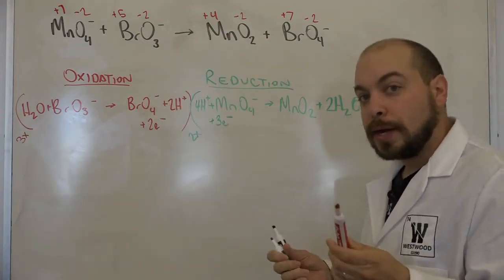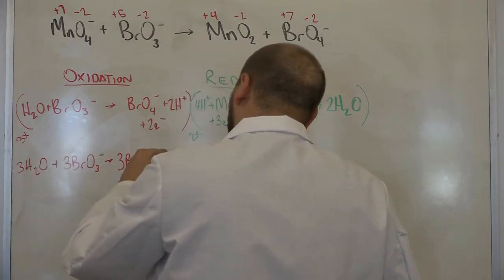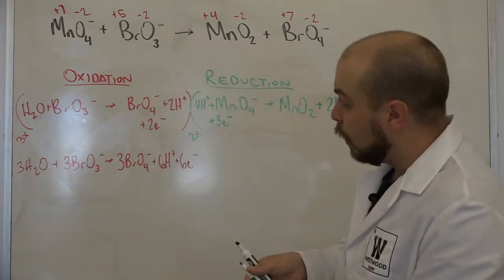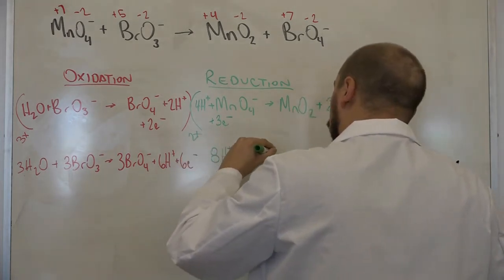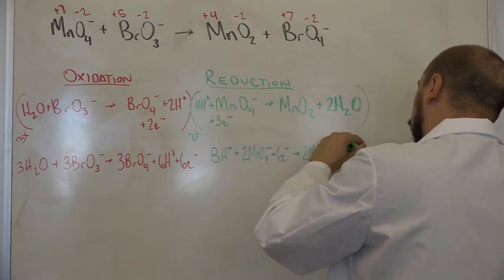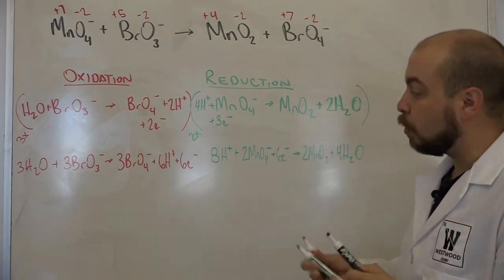I'm going to go ahead and rewrite them. There's my oxidation half, and now I'm going to rewrite my reduction half. And now I can combine into a single overall reaction. I'm going to go ahead and cross out as I do it.